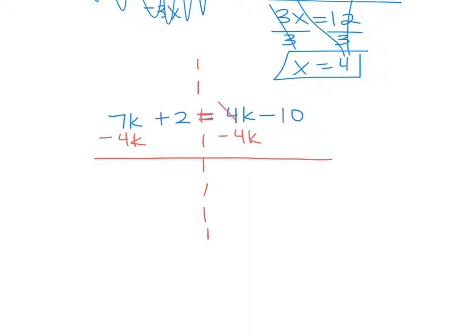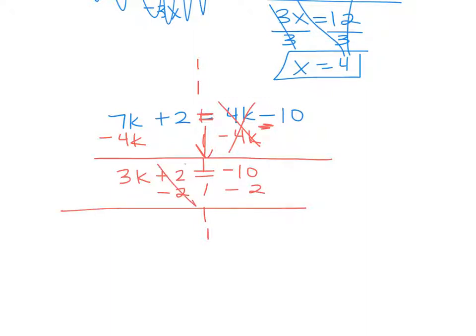So this goes away, and I'm left with 7k minus 4k is 3k. What else do we have on the left side? Plus 2, okay? Bring down your equal sign. What do we have on the right side? Negative 10. Don't forget that negative. Very easy to forget that guy. Okay, what do you do from there? It's the same thing. Subtract. Take away 2 from both sides. So this is gone. You end up with 3k equals negative 12.